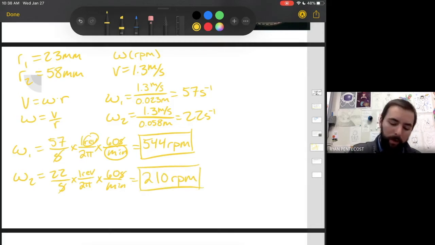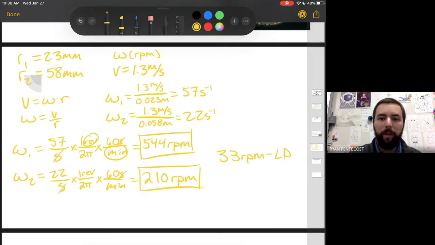Now, if we compare that to the measly 33 RPMs that most LPs are read at, this is going really fast. And when you watch a CD, if you've ever had a clear case CD player, which a lot of CDs nowadays do, you can see that CD is going really fast, right? And it actually has to change how fast it's going depending on which track it's reading.